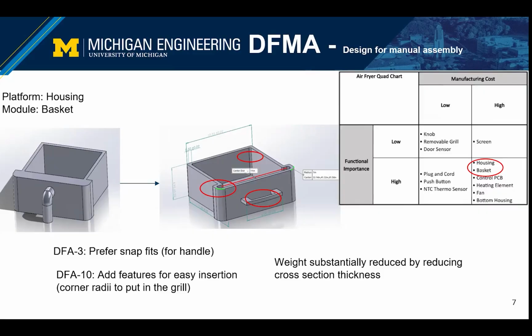To do this, we identified that DFA-3 can be used to prefer snap fits for the handle instead of trying to do everything as one piece, and DFA-10 can be used to add corners, in this case round corners, to make the grill easier to insert into the basket.